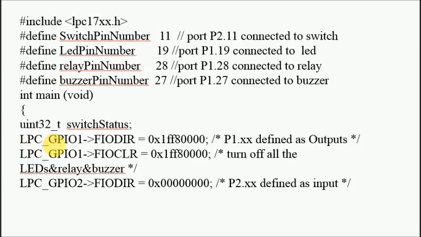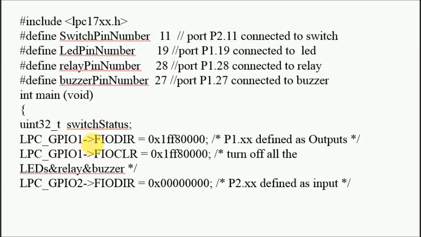First we see LPC_GPIO1. LPC corresponds to the LPC processor, whose header file is included here. So LPC indicates the header file and the processor for which we are writing this program. Then underscore GPIO. GPIO means general purpose input output, and 1 indicates port 1.